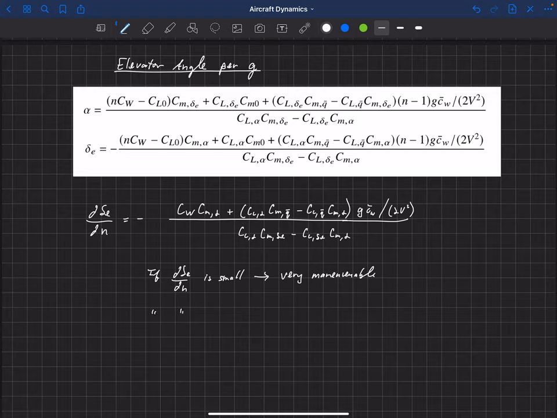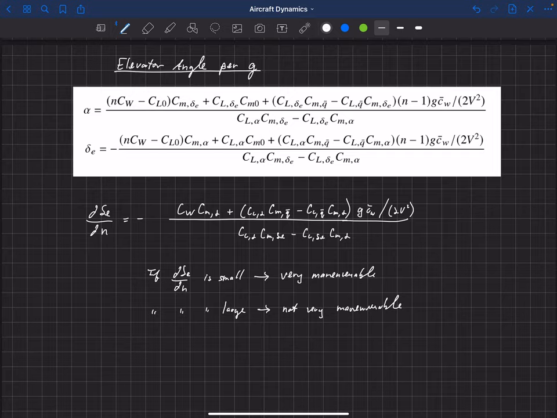And if it's large, that means it's not very maneuverable. Okay, so the larger it is, the less maneuverable the aircraft, the smaller it is, the more maneuverable it is. Now, there is a danger in going too small, and we're going to talk about that in the coming videos.